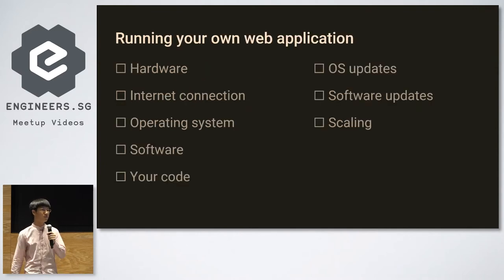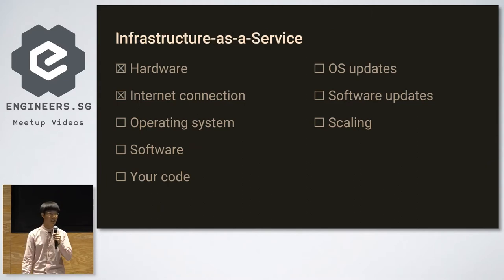For those who aren't familiar with the term, let's imagine you wanted to build your own web application. You will need hardware to run it. You will need an internet connection since it's a web application. Then depending on what language or stack you use, you will need to ensure all this software is installed. In maintaining an application, you need to keep track of OS updates, software updates, and ensuring that it can serve all your users. And this is where infrastructure as a service comes in. Previously, you had to have a dedicated line and dedicated IP to run your own things. With infrastructure as a service, you can just rent it from some cloud provider.